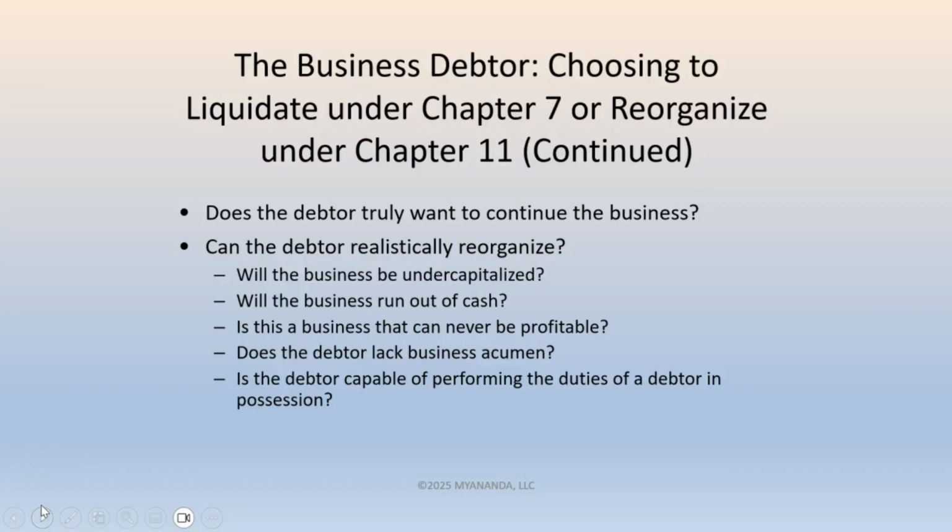So when the business debtor chooses liquidation under Chapter 7 or reorganizing under Chapter 11, they need to ask: does the debtor truly want to continue the business? Can the debtor realistically reorganize? And with that question comes some sub-questions. Will the business be undercapitalized? Will the business run out of cash? Is this a business that can never be profitable? Does the debtor lack business acumen? Is the debtor capable of performing the duties of a debtor in possession?